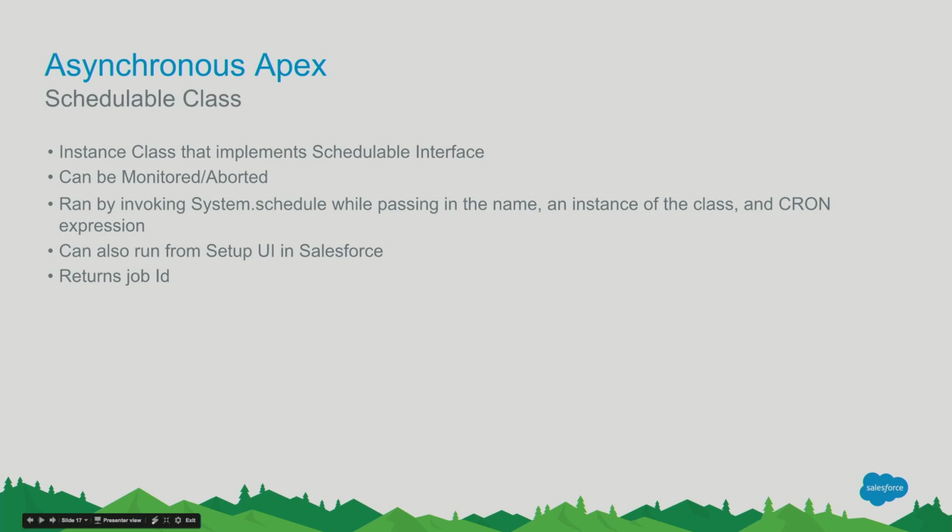So now we're going to talk about schedule classes. A schedulable class is an instance class that implements the Schedulable interface, very similar to the batch class, except it implements the Schedulable interface. You still have that execute method that gets run. It can be monitored or aborted.